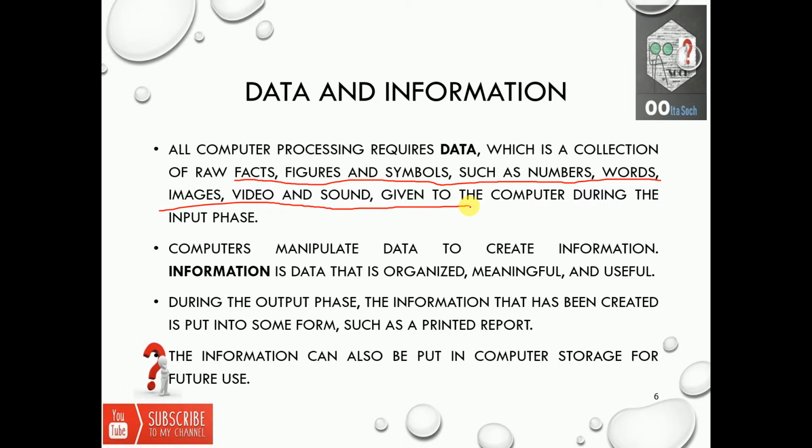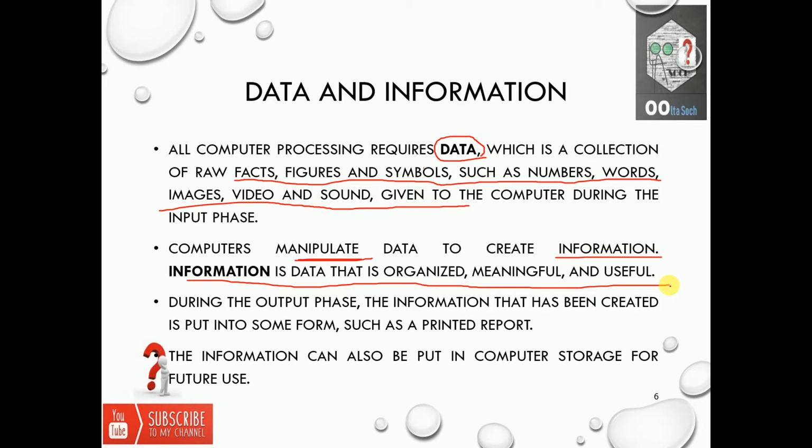So what does a computer do? A computer needs data in order to process. Once the computer gets this data, it manipulates the data. That means the computer processes that data to create information. So information is a collection of data. Information is data that is organized, meaningful and useful.